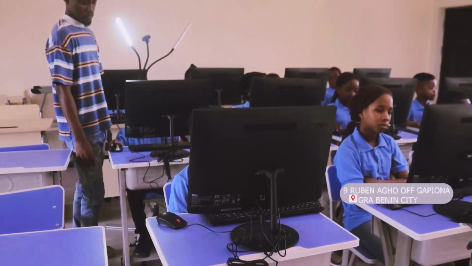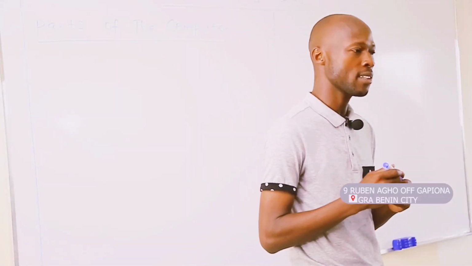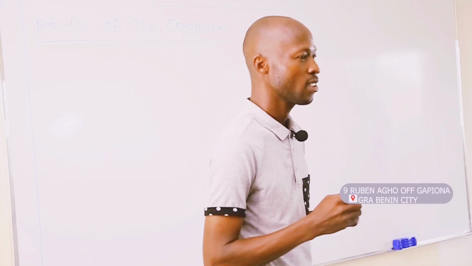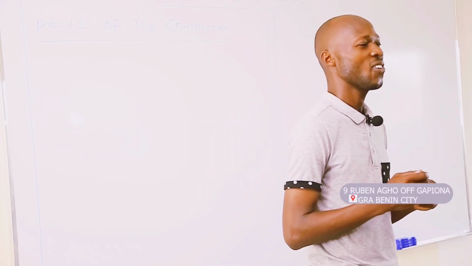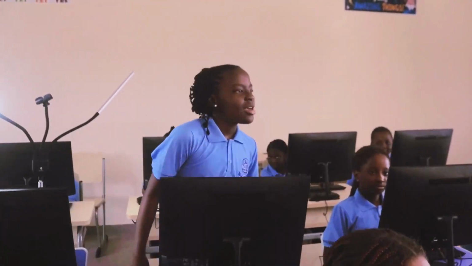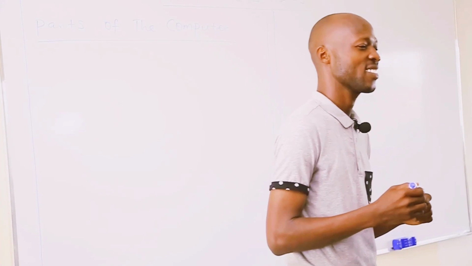And before we even get to talk about the parts, who can define what a computer is? Okay, Francis, go ahead and define to us what a computer is. A computer is an electronic device that accepts data as input, processes it, and gives that information as output. Perfect. Can you please give her a round of applause?